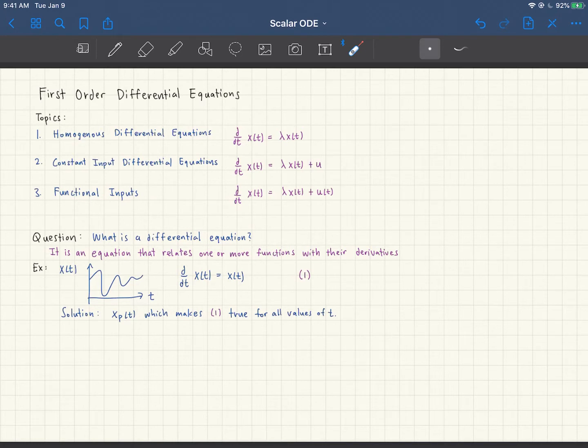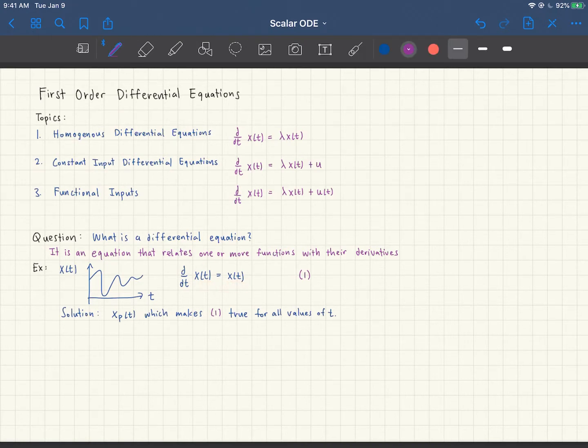So the first question I want to ask is, what is a differential equation? A differential equation is an equation that relates one or more functions with their derivatives. So let's just say we have a function here, x of t. It has some waveform like this. And the most fundamental example of a differential equation would be something of the form the derivative of x of t is equal to x of t.